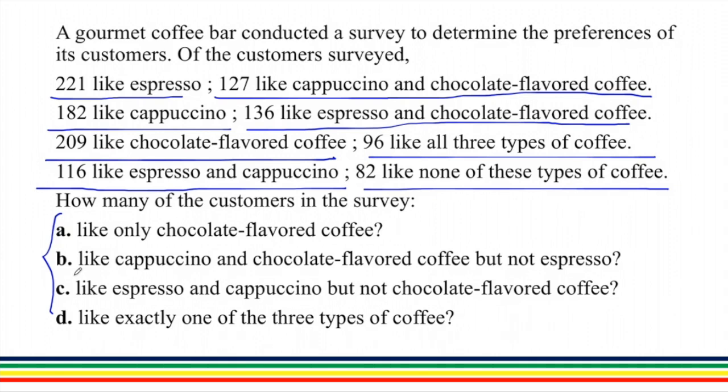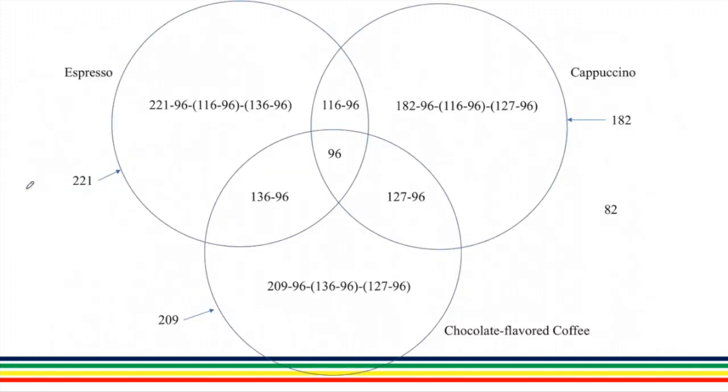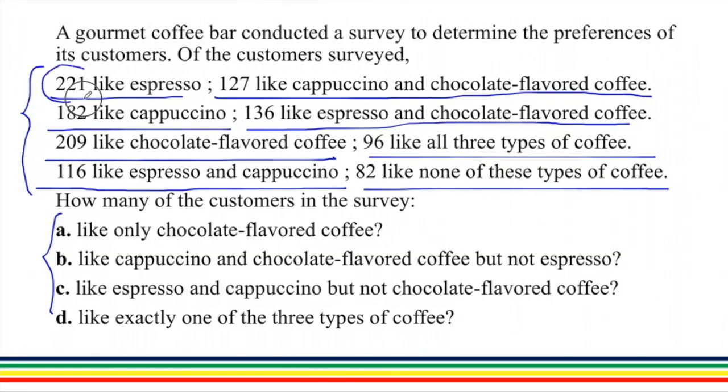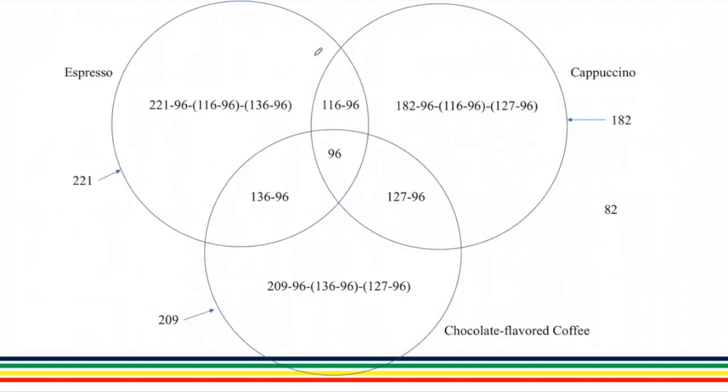And then so on. So to answer these questions, we must express these given numbers in terms of a Venn diagram. Okay, so this is now the Venn diagram of the problem. So this is the set of all the espresso lovers, and that is equivalent to 221 all in all. Right there. So cappuccino, 182 like cappuccino, and chocolate flavored coffee is liked by 209 customers. 96 liked all three coffees.